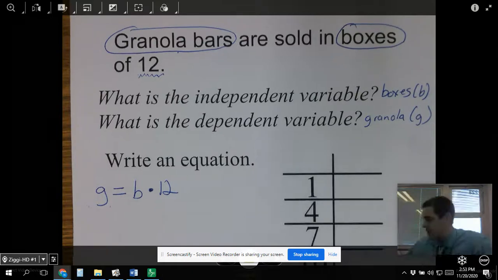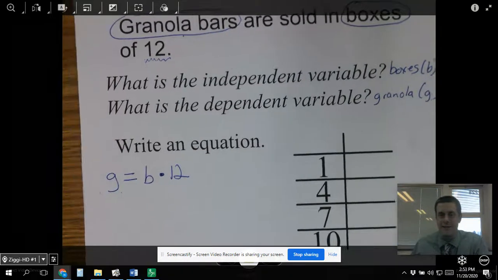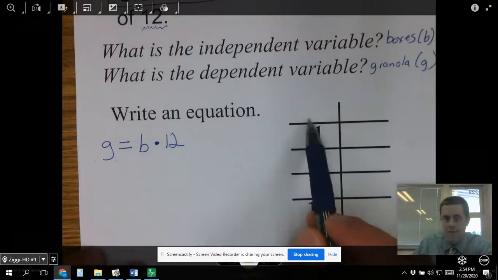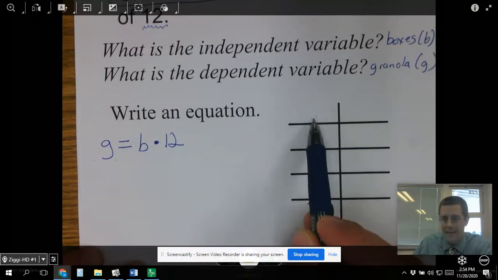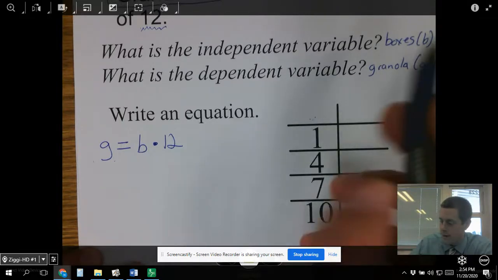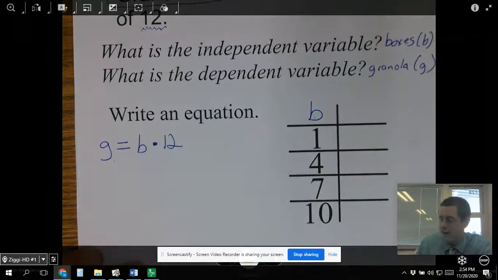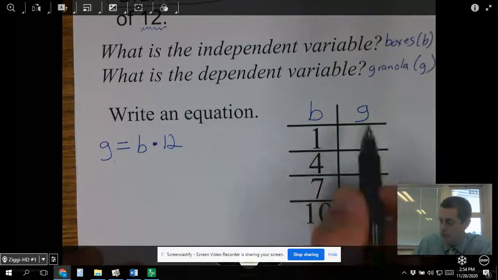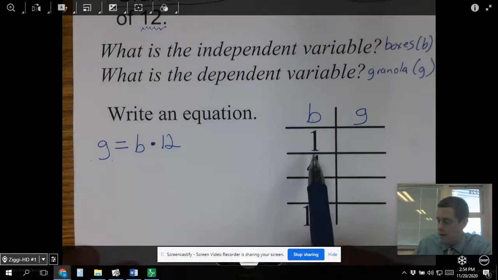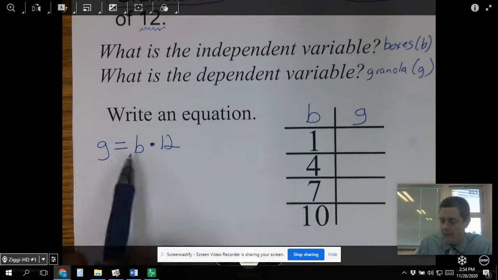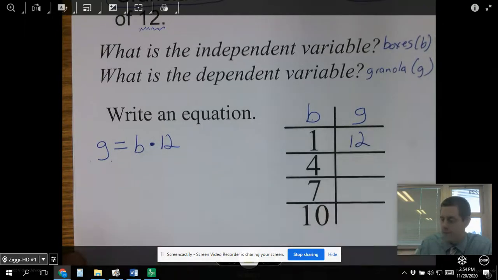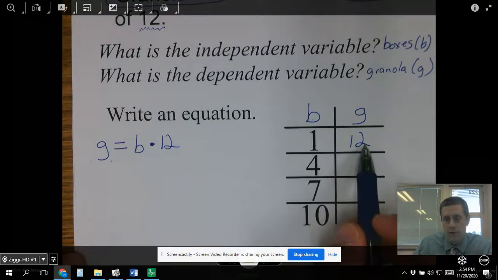Now I can use that equation to complete a table of values. In a function table, your first column is always your independent variable because it is the input of the function. So total boxes goes here. The outcome, the output, the answer, the result, that's always your dependent variable. So G, granola bars, here. Well, this one means one box of granola bars. If I purchase one box, if I take 1 and plug it into B, 1 times 12 is 12. So one box would get me 12 granola bars.